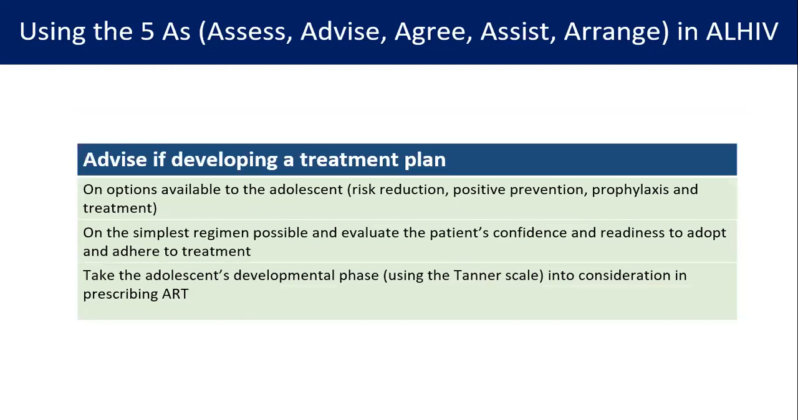And we also need to advise when we develop a treatment plan. So options available to the adolescent: risk reduction, positive prevention, prophylaxis, and treatment. On the simplest regimen possible, we need to put the patient on ART and evaluate the patient's confidence and readiness to adopt and adhere to the treatment. Take the adolescent developmental phase with the Tanner scale, particularly sexual development, into consideration while prescribing ART.